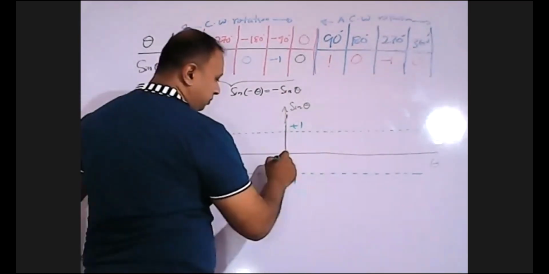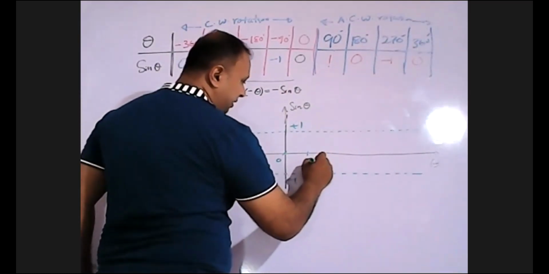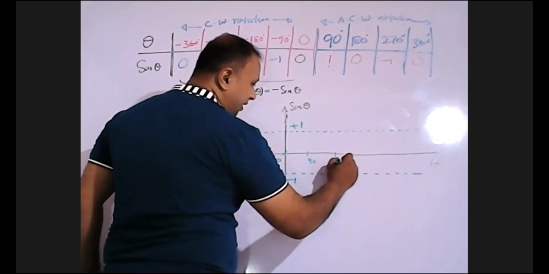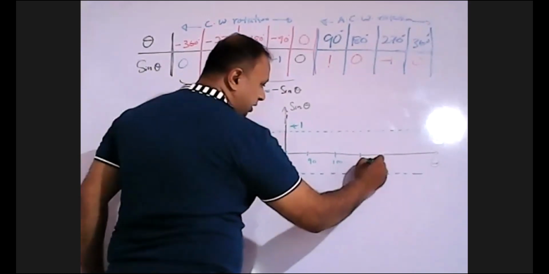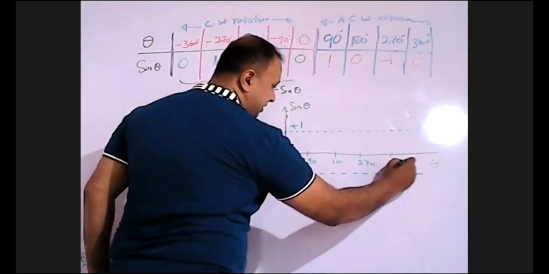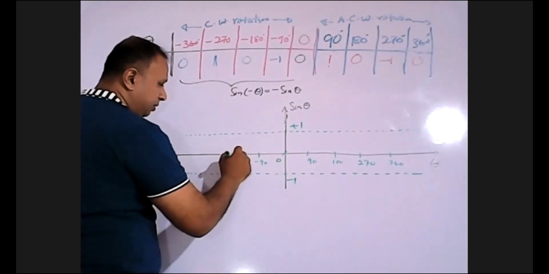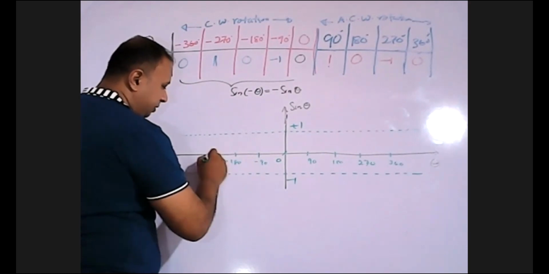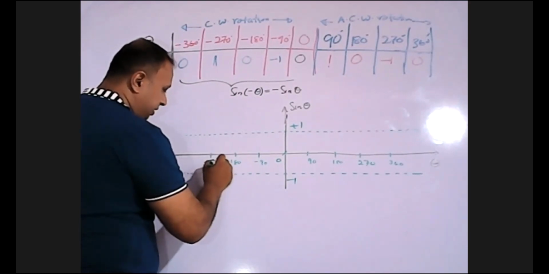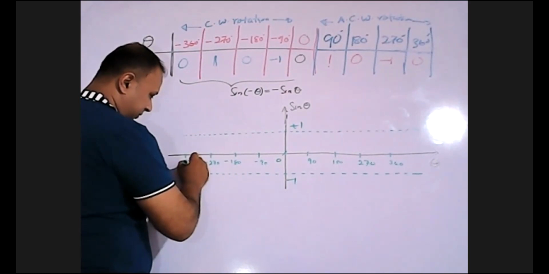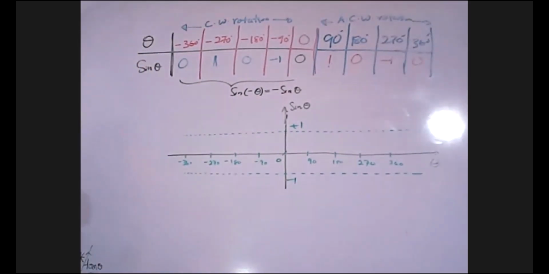Then this is 0, 90, 180, 270, 360. Minus 90, minus 180, minus 270, minus 360. Okay, now you can draw the graph.